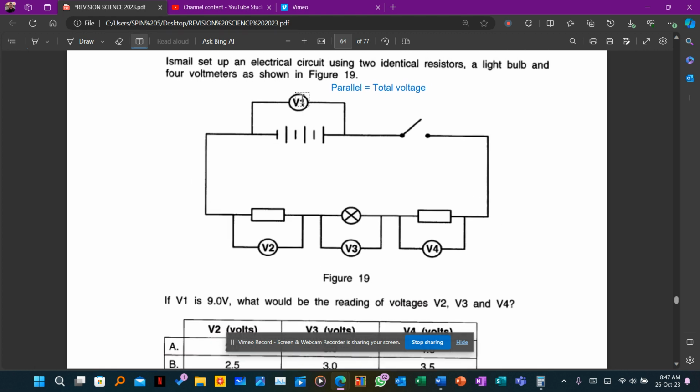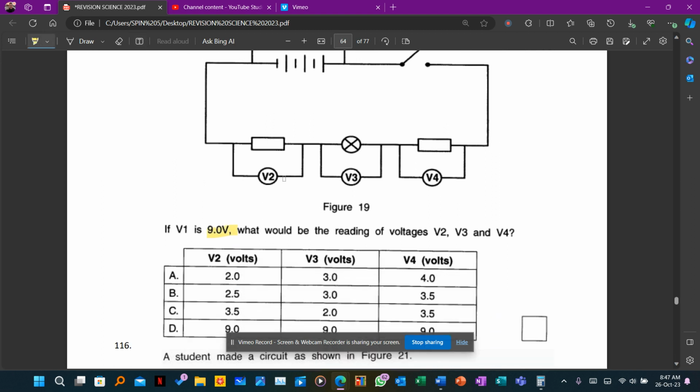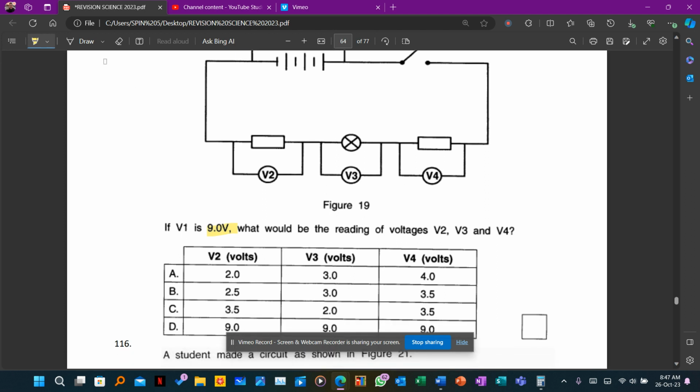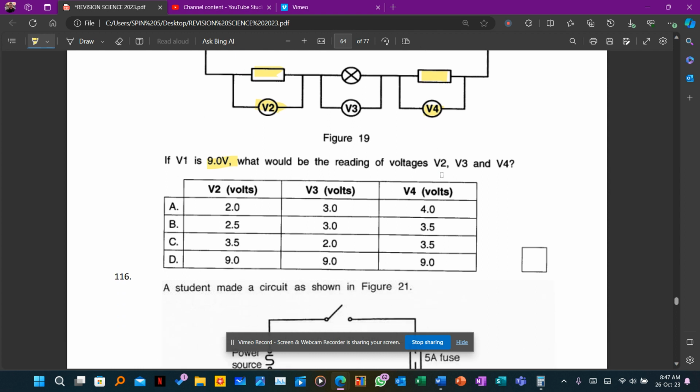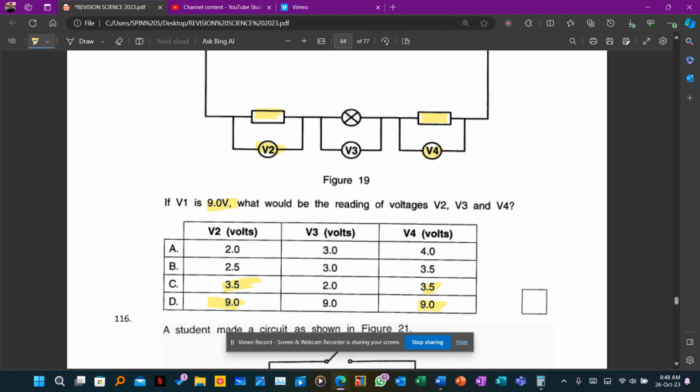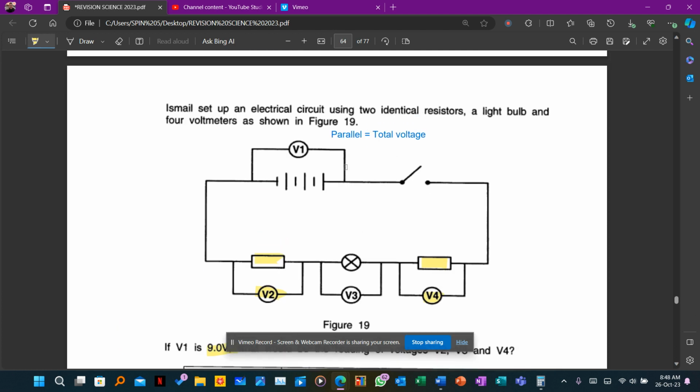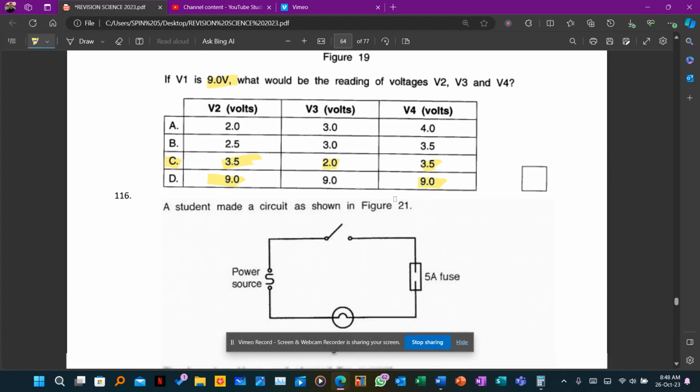The question is asking, if V1 is 9.0, if the total is 9.0, what will be the values of V2, V3, V4? Again, you can see that these two are similar. It doesn't show different values, so V2 and V4 should have the same value. Let's look for V2 and V4: 2, 4, 2.5, 3.5, 3.5, 3.5. But 9.0, 9.0. Okay, this one, the bulb is different, so the value should be different. It shouldn't be 9.0. So in this case, the answer is C. When you understand how it works, you can answer it easily.